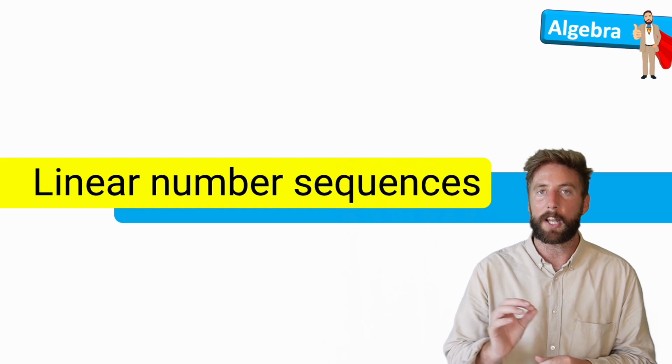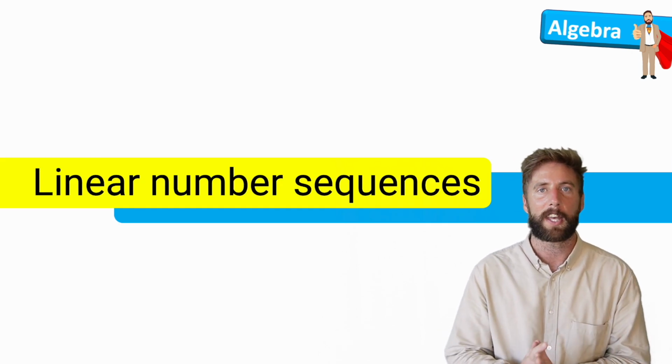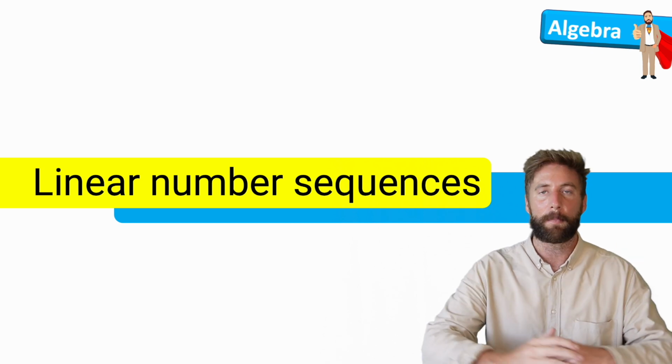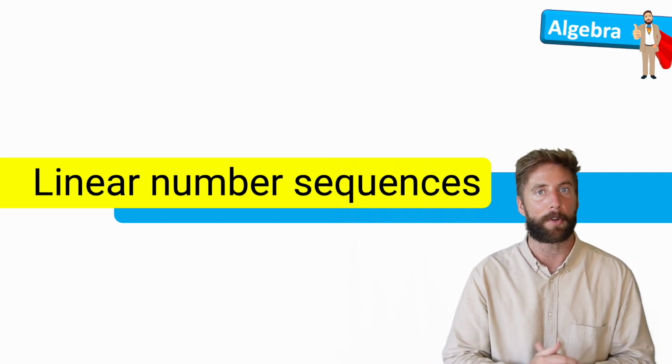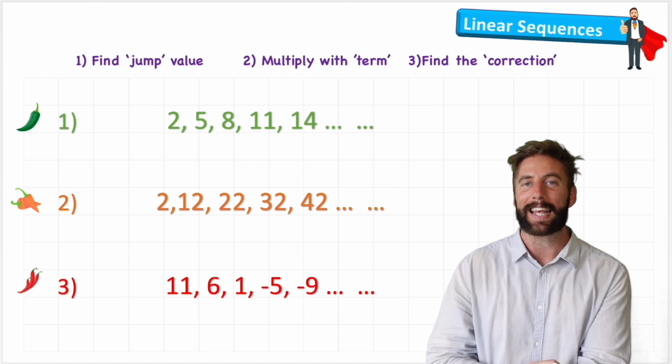Let's look at algebra from a slightly different side, and let's have a look at now linear number sequences and how we can use what's called the nth term to help us identify any number in that sequence. Let's go. Okay, but first, what is a linear sequence?